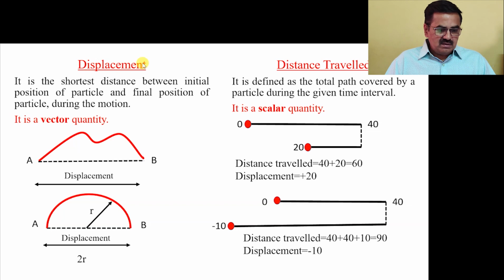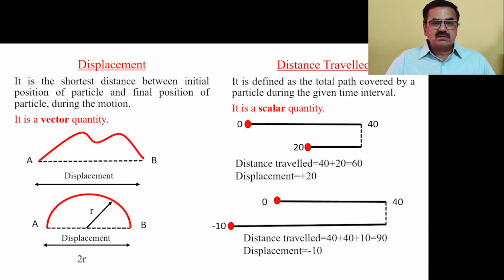Now in this figure, the particle is moving from point A to point B, following a curved path from A to B. So this is the path followed by the particle. A is the initial position of the particle, while B is the final position, and the shortest distance between the initial and final position of the particle is called displacement. So this is the displacement of the particle, and it is a vector quantity.